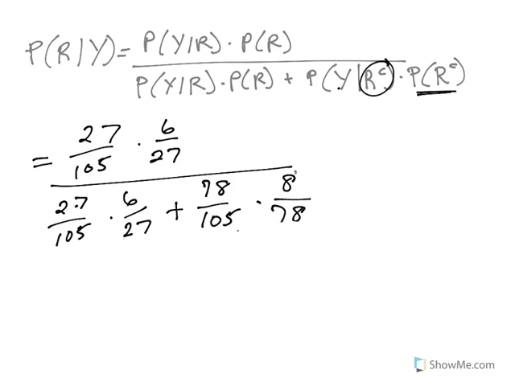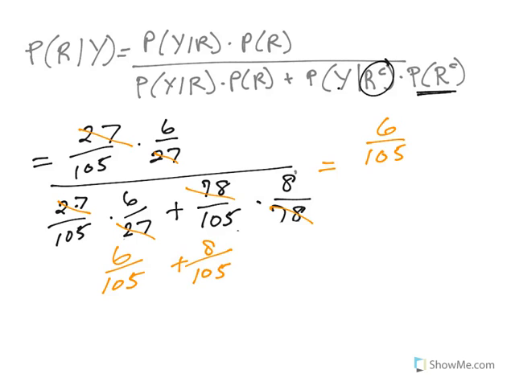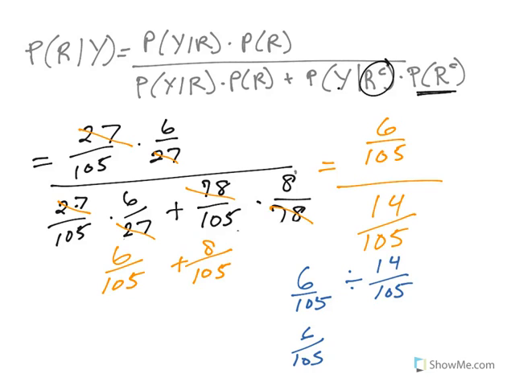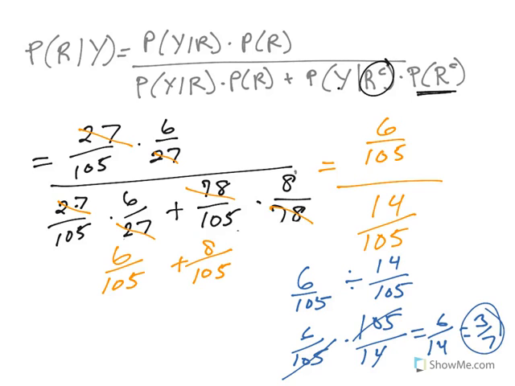So now we are ready to play with this. We can reduce. The 27s go away, so my numerator is 6 over 105. I can reduce in the denominators, and I get 6 over 105 plus 8 over 105, which have the same denominators, so we just add. So we're going to divide by 14 over 105, and by now you should be going, hey, that's literally the same thing we just did. And you're right, it is. So I multiply by the reciprocal. Those go away. 6 over 14 reduces to 3/7. And that is playing with Bayes' theorem in 2 different ways.